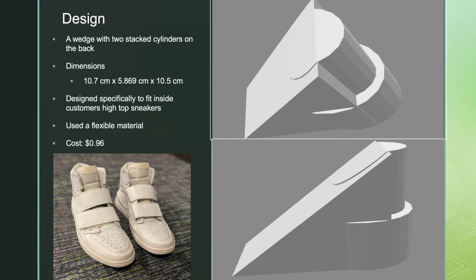Our design is a wedge specific to the difference of our customer's leg. It has 2 stacked cylinders on the back to rest perfectly inside the shoe, and the piece has a 10.7 centimeter length, a 5.869 centimeter width, and a 10.5 centimeter height, which will lift the customer's shorter leg up perfectly to match the other. We used a flexible material so it would be comfortable when the customer walks, and the cost of our design was only 96 cents, which is way cheaper than any design available for this type of condition. And we will also post this model online for anyone who wants to modify it specifically for their measurements.